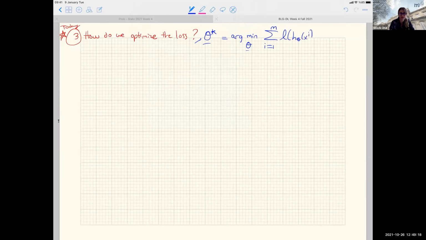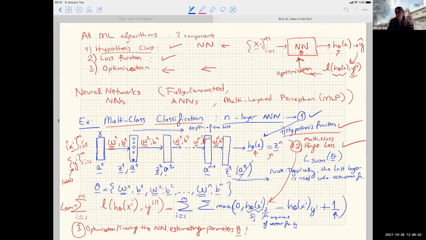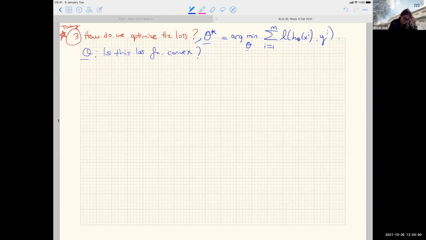Generally, a loss of h_theta(x_i), y_i. First of all, from your optimization class, remember, when do I really nicely optimize this? First of all, I ask myself, is this loss function convex? And I'm asking you, for instance, this one. Let's just assume this as an exemplar. Is this a convex loss function? I mean, not convex. Look at the form of the hypothesis function.